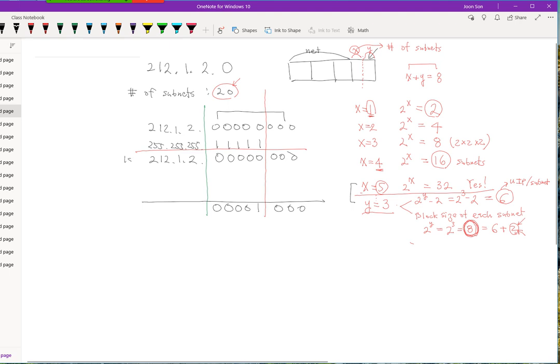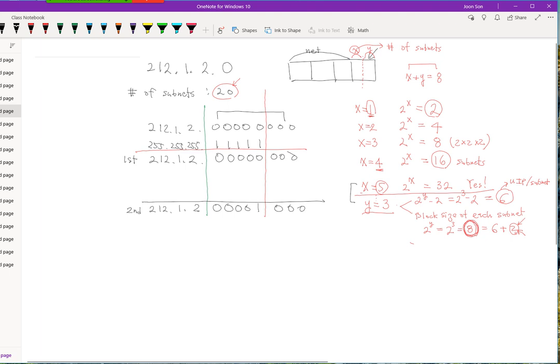So this is the first subnet, right? And this is my second subnet. So my IP address for my second subnet is 212.1.2.00001.000. So if you convert this binary to decimal, right, then you can get the network address of the second subnet, right?